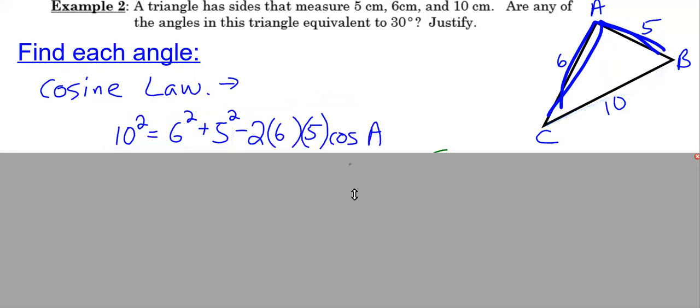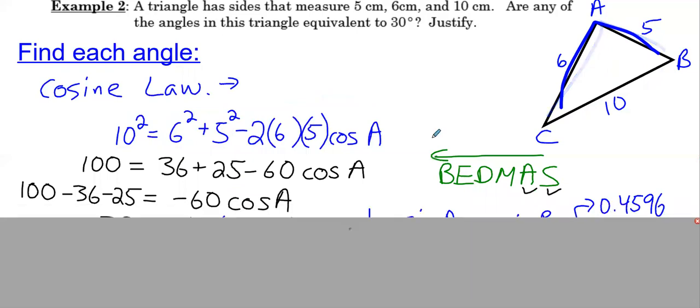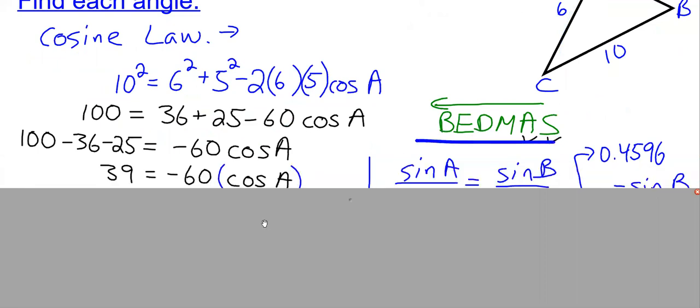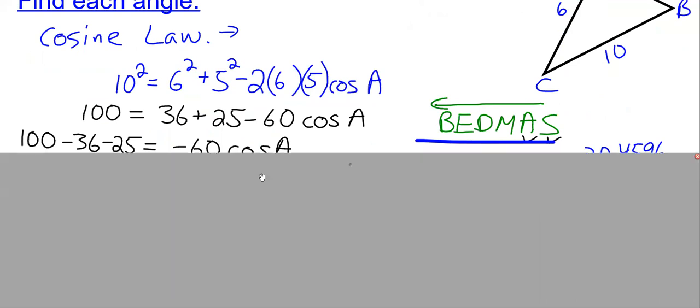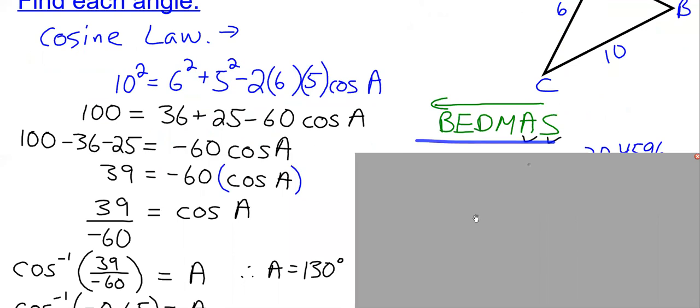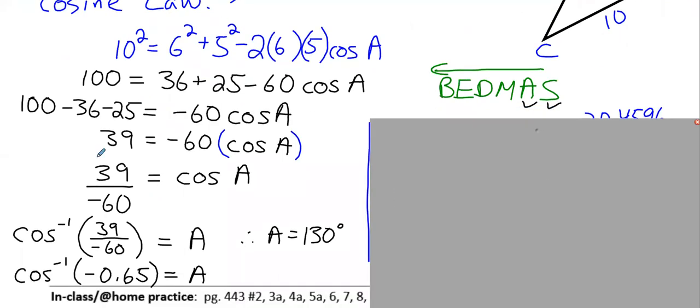And then using inverse operations, much like in that previous example from a few minutes ago, just finding angle A. So again, this is using BEDMAS in reverse, so inverse operations. All right. So we get angle A is 130 degrees. Okay, so that's using inverse operations. So that's obviously not 30 degrees.